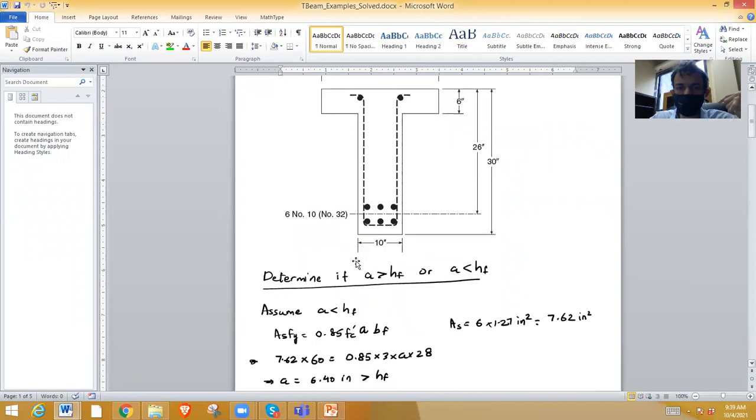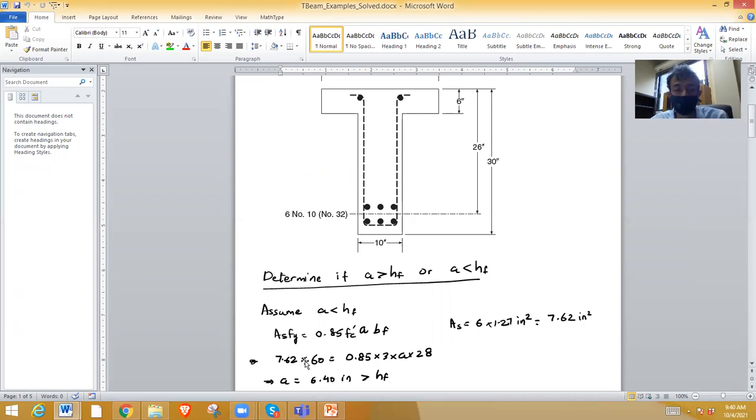So how do we check? Determine whether the depth of compression block is greater than flange height or less than flange height. So first we assume less than flange height. Okay. Then what will happen? AS times Fy will be 0.85 Fc prime times A times BF, right? The compression block is totally inside the flange. So just A times BF.